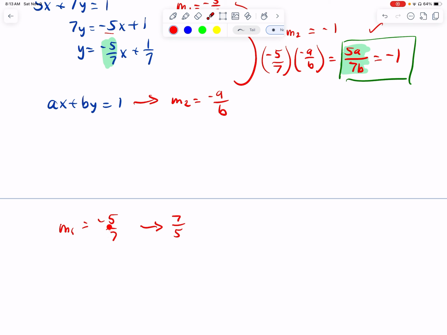We took the negative reciprocal of this, it should be equal to the slope of this second line.